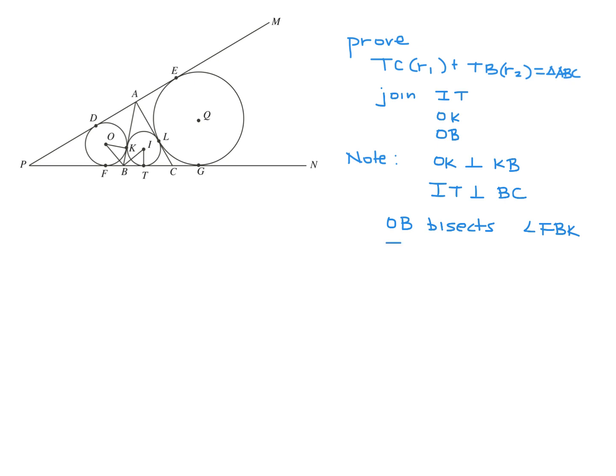And in a very similar way, IB will bisect the angle KBC. So this line will bisect the angle KBC, which is this angle right here. It just cuts that angle in half. All right, so now let's look at angle KOB. KOB is this one. Since this is 90 degrees, KOB will be 90 minus angle OBK, or KBO, whichever way you want to say it.